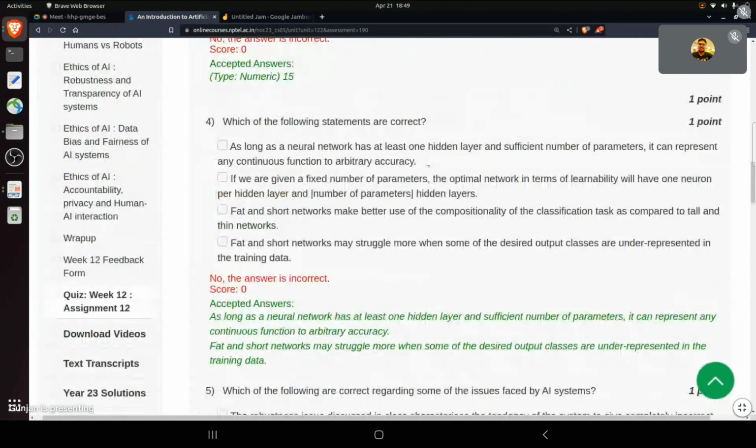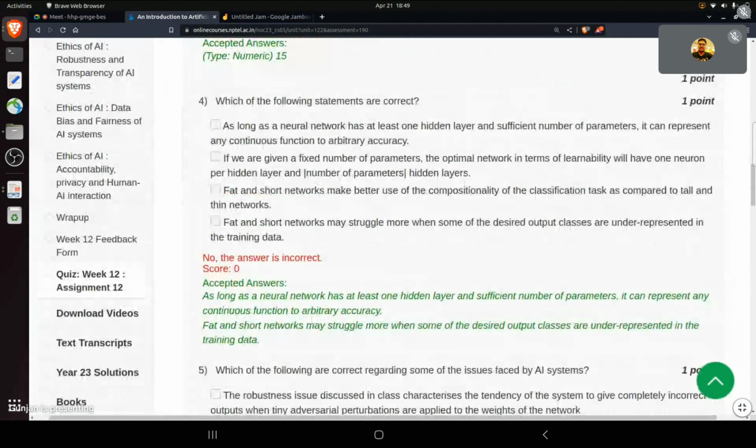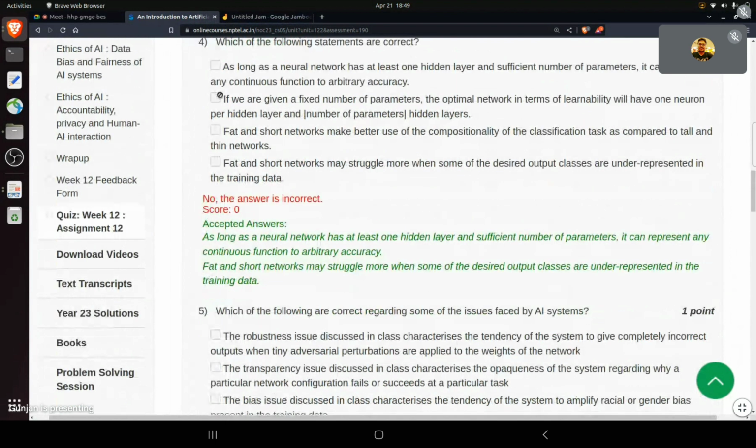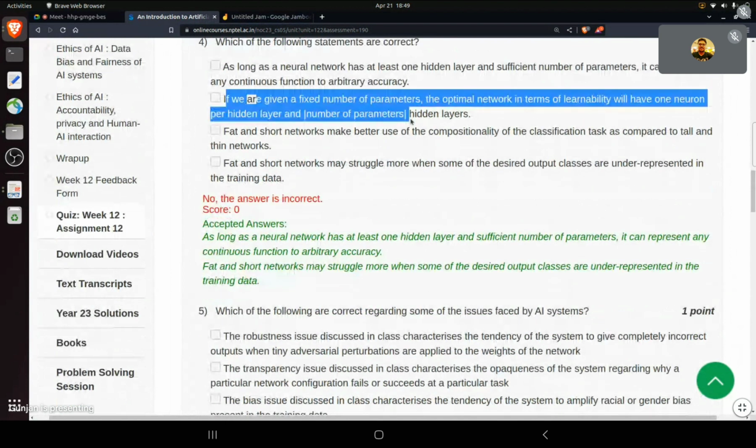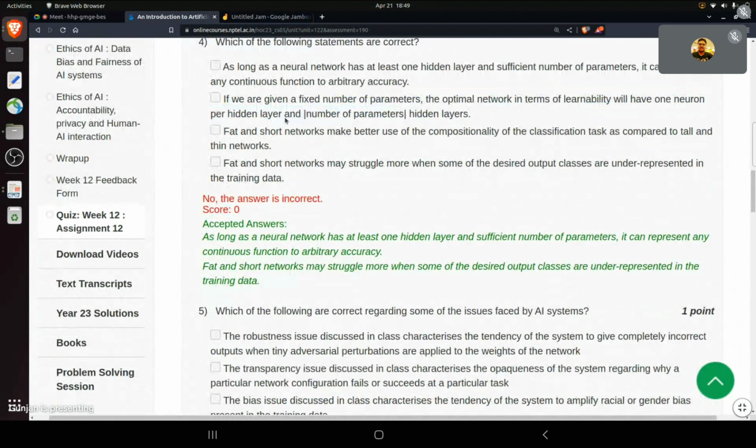As long as a neural network has at least one hidden layer and a sufficient number of parameters, it can represent any continuous function to arbitrary accuracy. I think this might be discussed in the class. Yeah, four of them are discussed in the class.